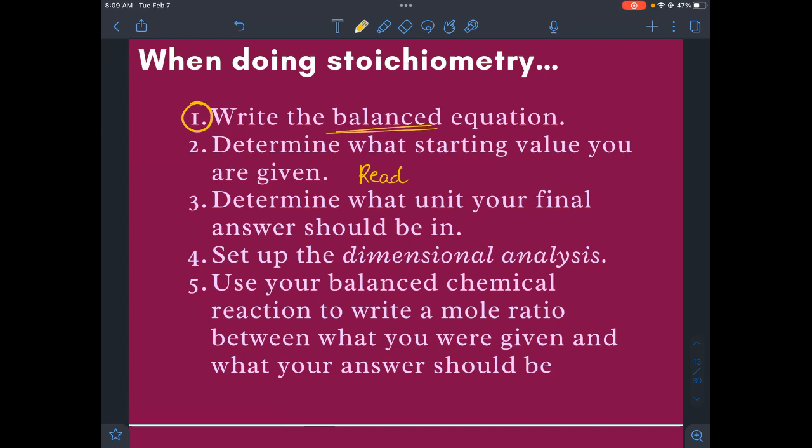And then you're going to set up the dimensional analysis. So dimensional analysis is going to be one of these classic problems where we put what we know over 1, and then we continue on from there. And then you're going to use your balanced equation to plug in your mole ratio. That's going to be the coefficients, and you're ready to go.